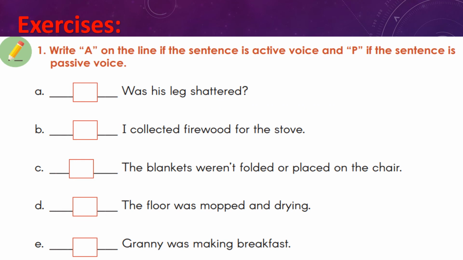Now let's move to the exercises of the book. Write A on the line if the sentence is active voice and P if the sentence is passive voice. Okay, letter A. Was his leg shattered? Okay, we have verb to be, which is was, his leg, and shattered. Do you know the subject here? Is the subject mentioned here? No, so this is a passive voice sentence.